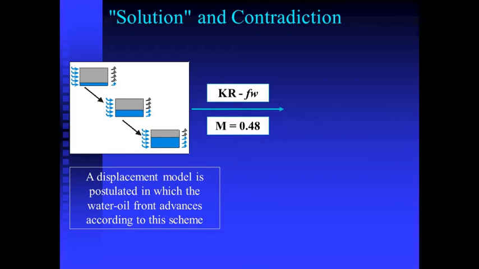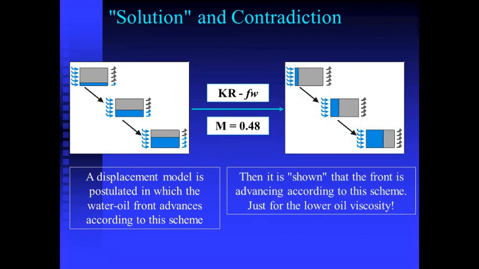Then, based on that model where the displacement advances according to what this first image shows, obtaining pseudo-rel perm curves and calculating the fractional flow curve for a very low viscosity oil leads us to conclude that the displacement actually was piston-like. In other words, during the analysis, a model is postulated and a displacement mechanism is defined, calculations are done, and it is concluded that, in one of the cases, the displacement mechanism is completely different.